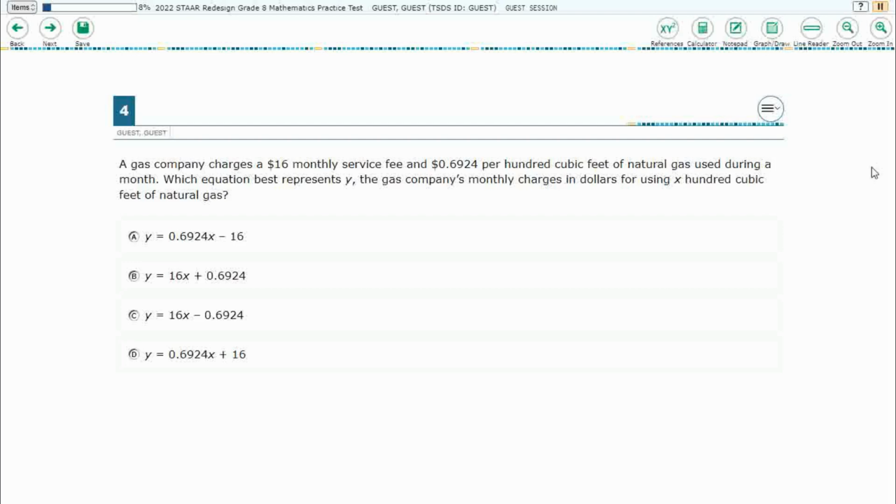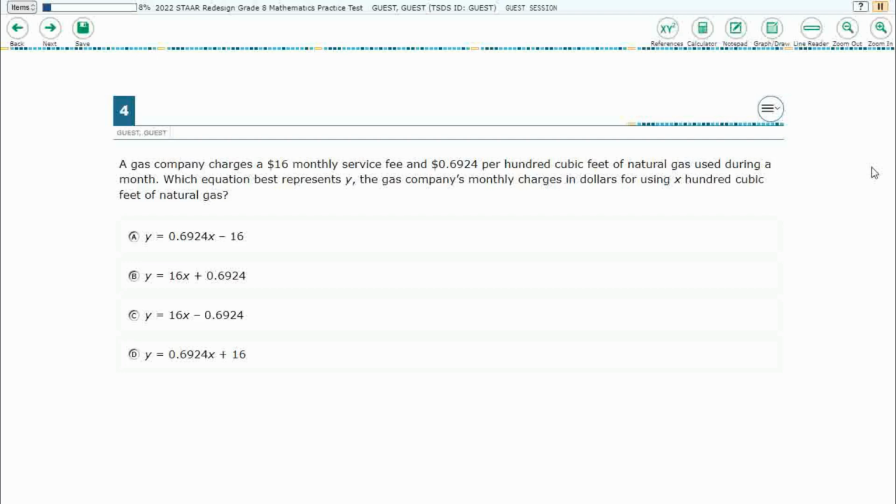So we have a gas company charging $16 a monthly service fee, and then 0.6924, or 6,924 10,000ths, per 100 cubic feet of natural gas used during a month. So which equation best represents y, the gas company's monthly charges in dollars for using x 100 cubic feet of natural gas?